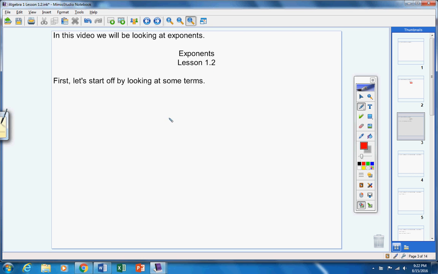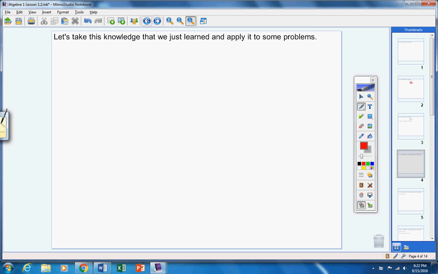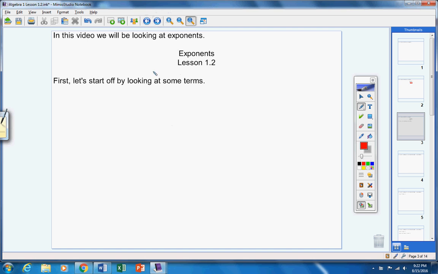Now, first of all, I want to start off by looking at some terms, okay? So go ahead and get your pencils or pens, whatever you're taking notes with, and I want you to really listen to me and take some great notes, okay? Copy this down if you would, please. A 4 with a little 6 up here. Please copy that in your notes.